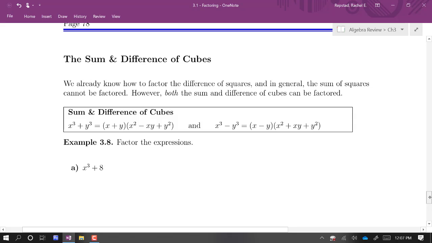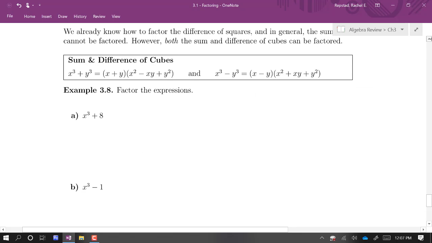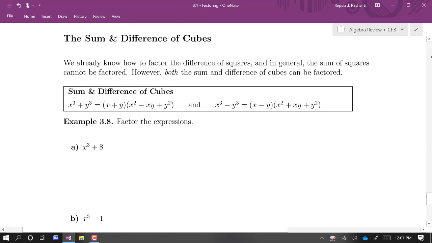All right, our last scenario is factoring a sum and difference of cubes. Now, we saw that a difference of squares factors, but a sum of squares generally does not factor. But with cubes, both the sum and the difference of cubes factor, and they factor according to these formulas here. You can convince yourself they're true by multiplying them out. But they all adhere to the same pattern.